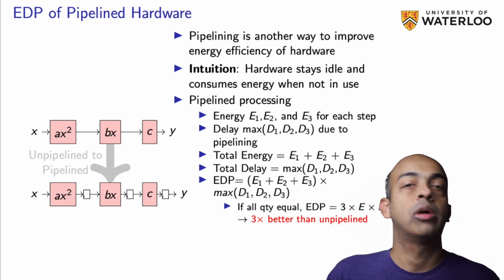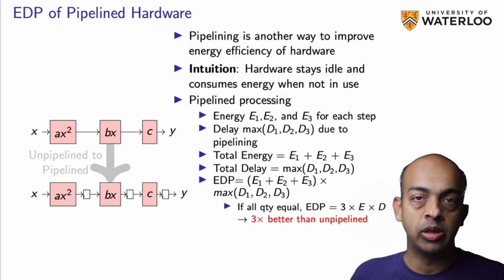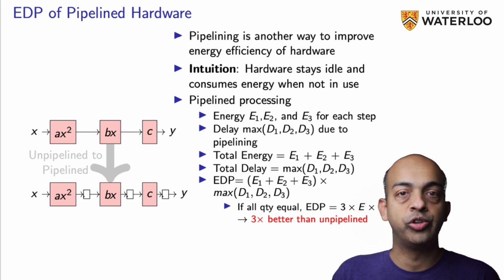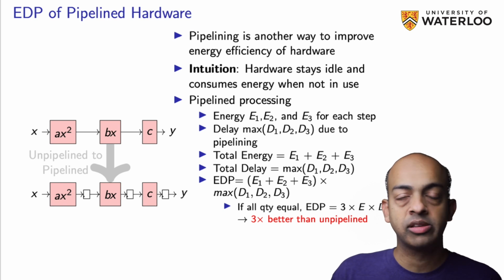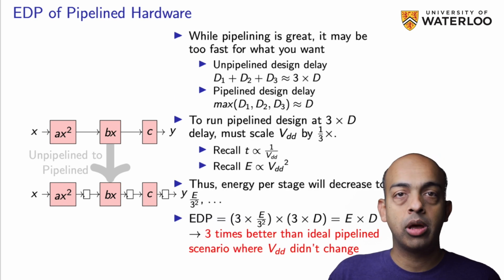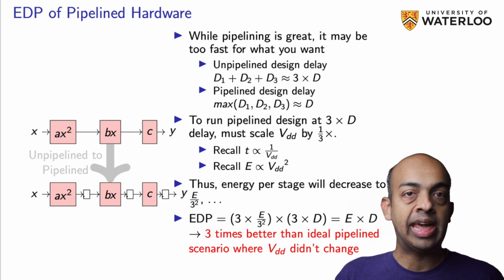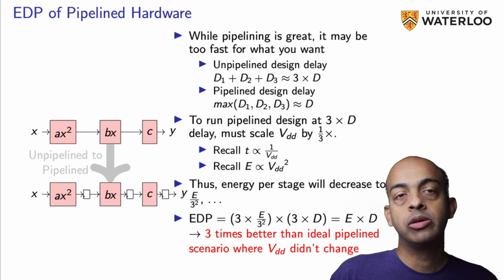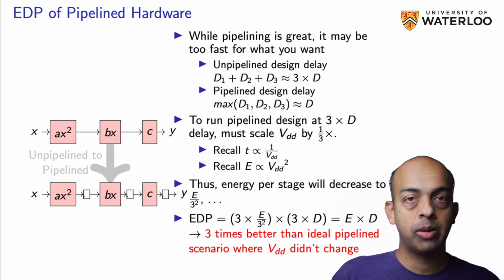So now again, set all E's and all D's to be equal. You will see that the energy delay product is 3 times ED, which is 3 times better than the unpipelined case. And we can use the same trick again, right? By scaling voltage by number of stages, we can match the delay of my pipeline design to that of the unpipelined design and recover the quadratic factor in energy that I promised you, right?